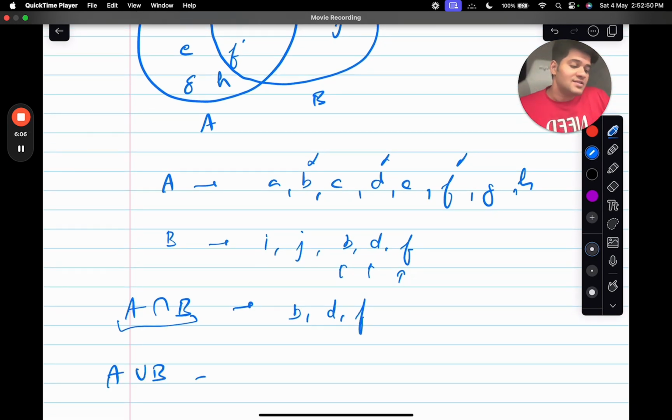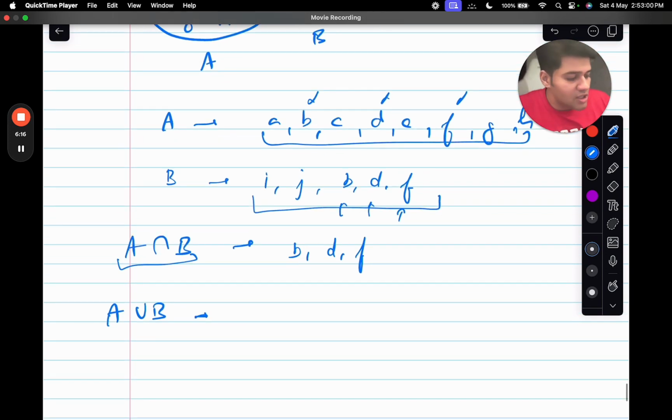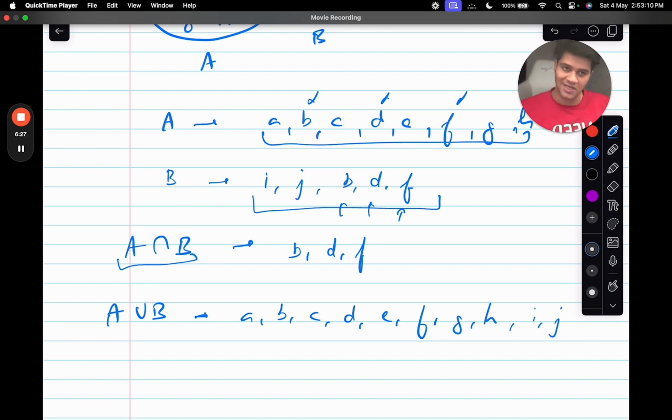Union signifies all the people part of A as well as part of B, but no duplicates. For example, I would keep them, but I would not repeat BDF twice. I would keep them once only. So I would write A, B, C, D, E, F, G, H. So this is A. From B, I would only pick I and J, but not BDF. Why? Because that would be a repetition. So while picking the union of A and B, we would not pick the duplicates twice. We would keep them only once. So that is what a union is.